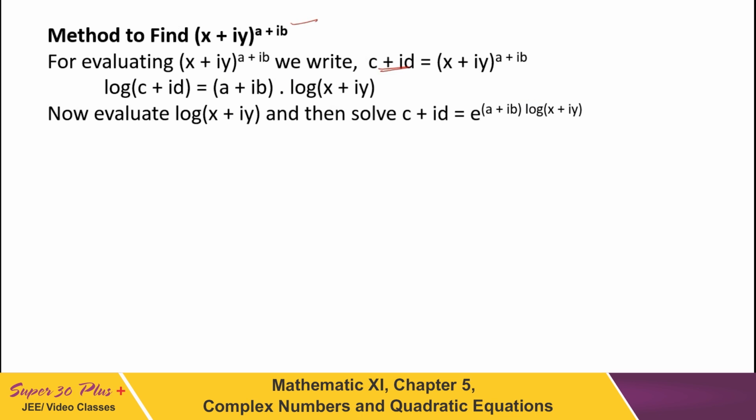Now taking log on both sides, we can write log(c + id) is equal to (a + ib) into log(x + iy). And now we have studied the value of log(x + iy). Now evaluate log(x + iy) and then solve c + id is equal to e to the power (a + ib) into log(x + iy). After comparison, we can find the values of c and d, and then the value of c + id is equal to the given value (x + iy) to the power (a + ib).